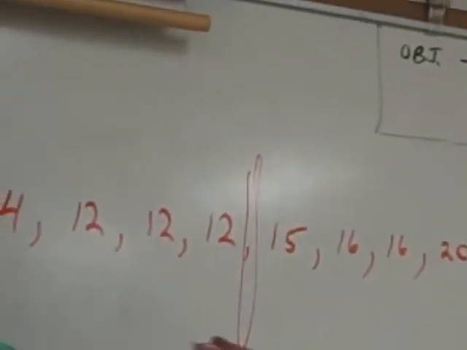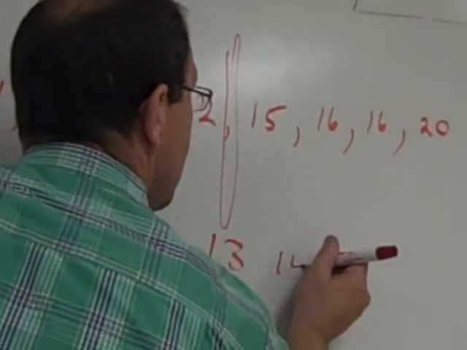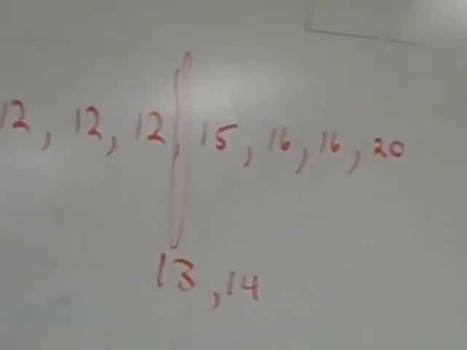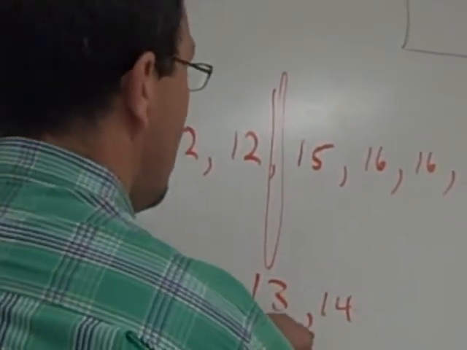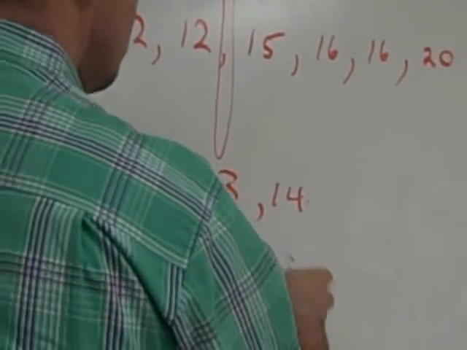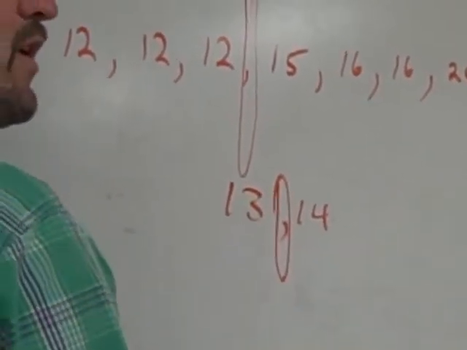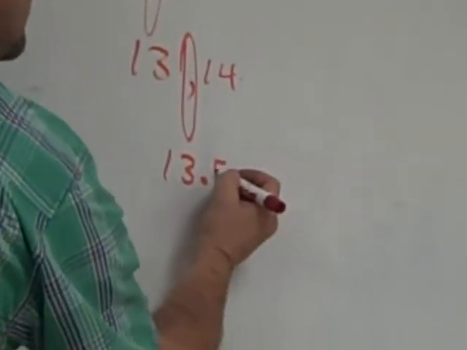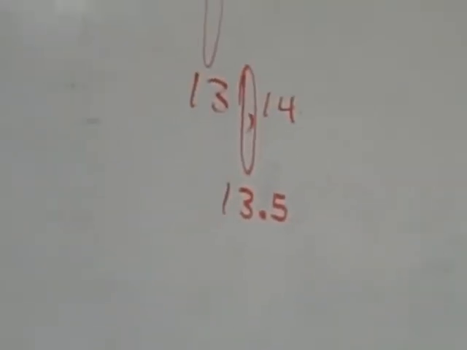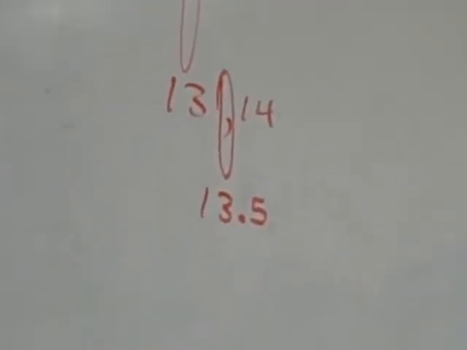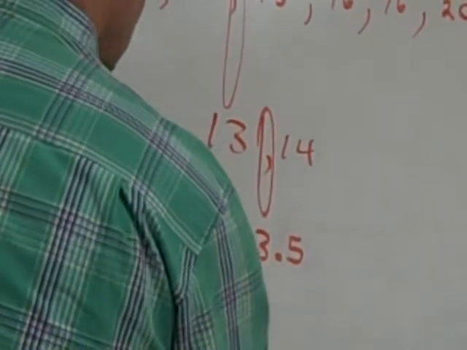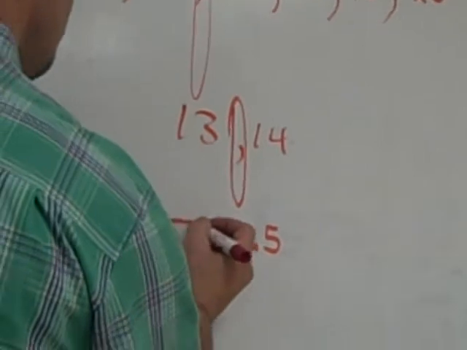Now what was it in between? 12 and 15. What numbers are between 12 and 15? 13, 14. So let's count in. Where's in between those? In there. Well, what number is between 13 and 14? 13 and a half, or 13 and 5/10, 13 decimal 5. So my median would be 13.5.